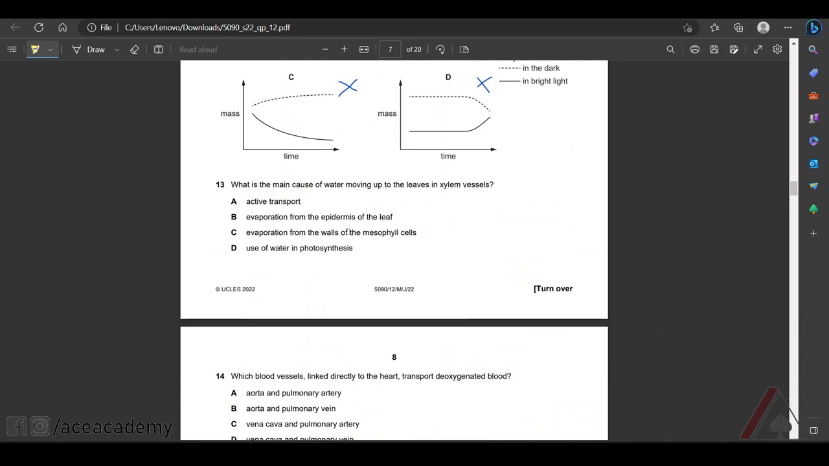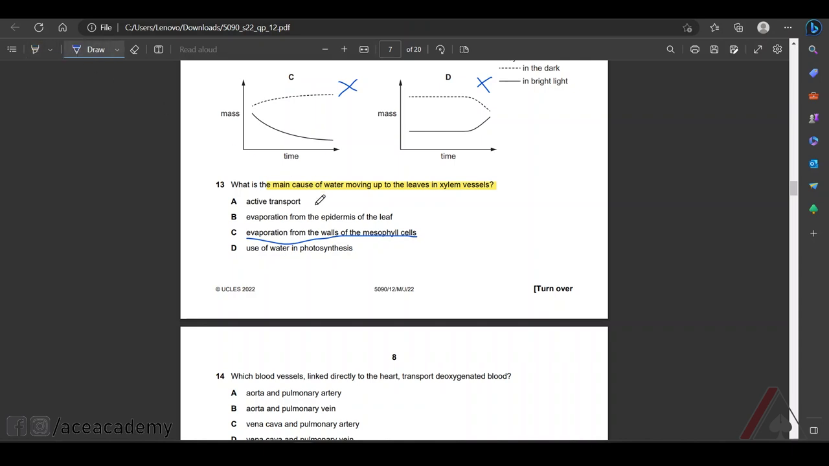Moving on to number 13. What is the main cause of water moving up to the leaves in xylem vessels? Now, just to put it simply, water moves up to the leaves in xylem vessels because of transpiration. This happens when water evaporates from the walls of the mesophyll cells. That's basically transpiration. Now, one of our options quite accurately already spells that out for us. That is option C, but I'll still look at the other options for you, just in case.